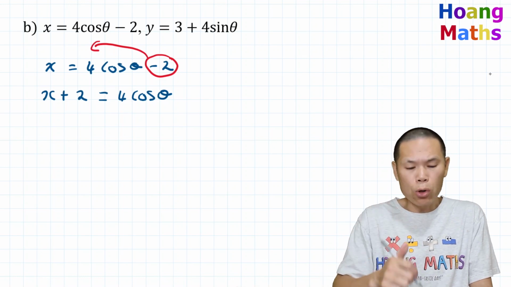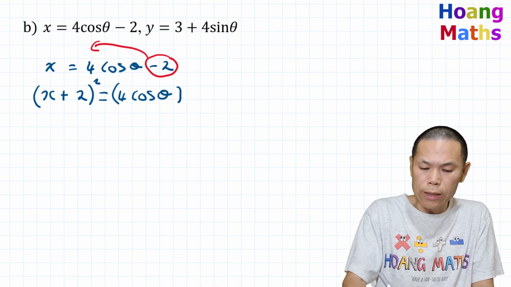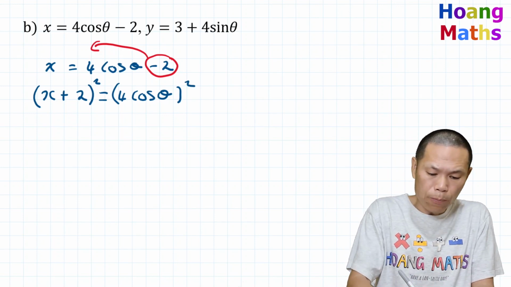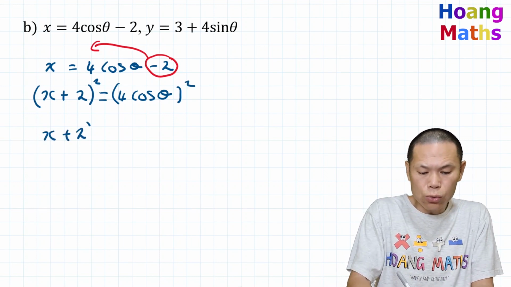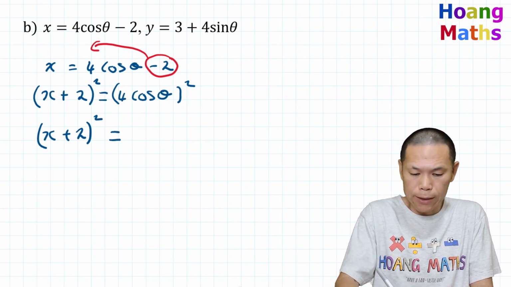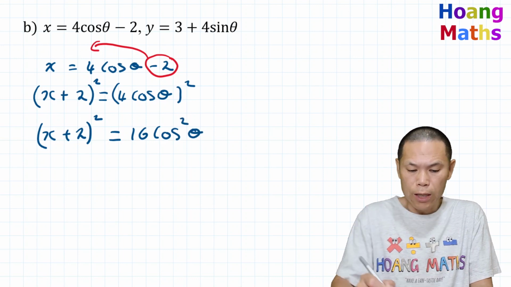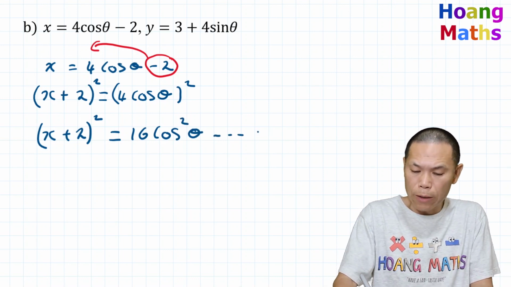If I square both sides, that will give me x plus 2 all squared, and 4 squared is 16, so 16 cos squared theta. Let's name this equation number 1.